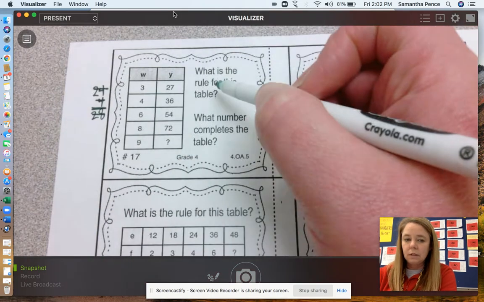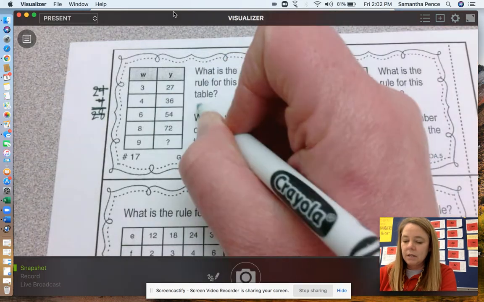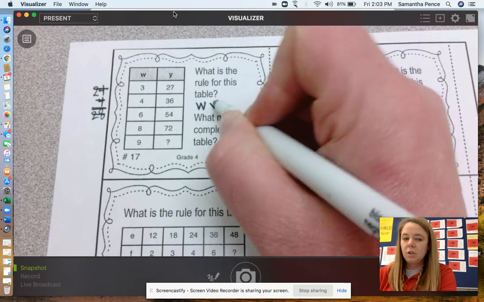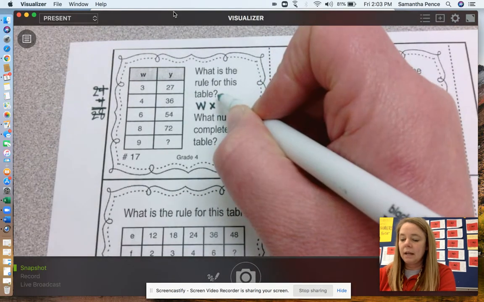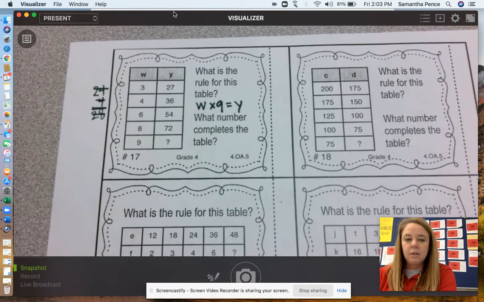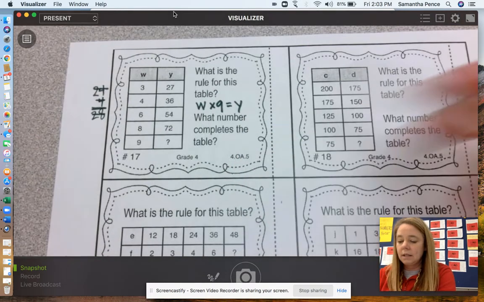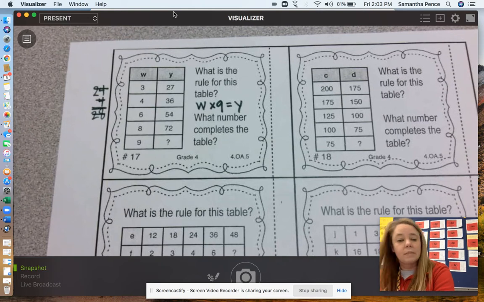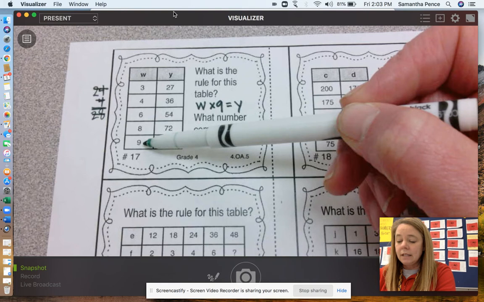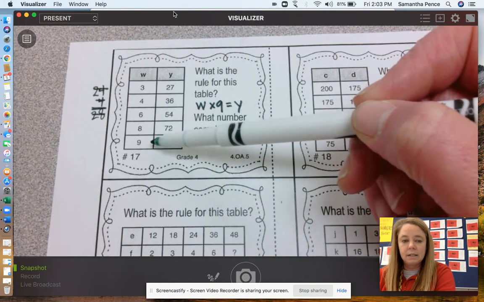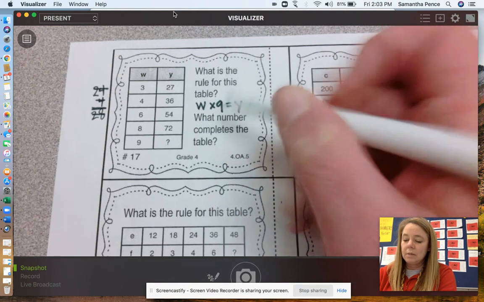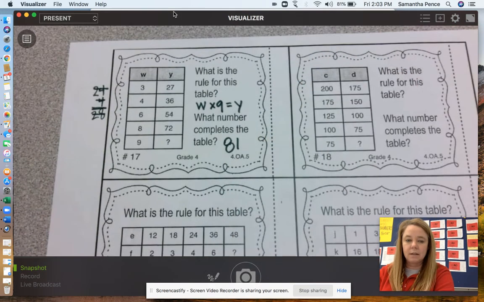So the rule, or the equation that we would use, is going to be W, which is our input. And what's happening in the machine is we're multiplying by 9. And that's going to equal our output. So W times 9 equals Y. And what is the number that completes the table? Well, I'm looking here, and I'm noticing that we have 9. And we say 9 times 9 because that's what the machine is doing. And what would be here in the question mark? It's going to be 81. So 9 times 9 is 81.